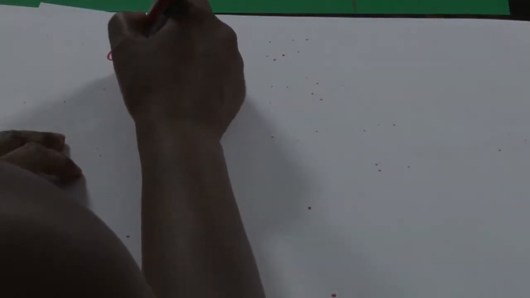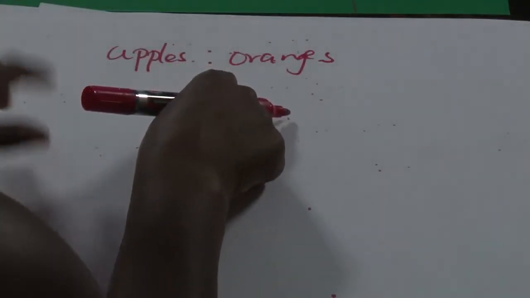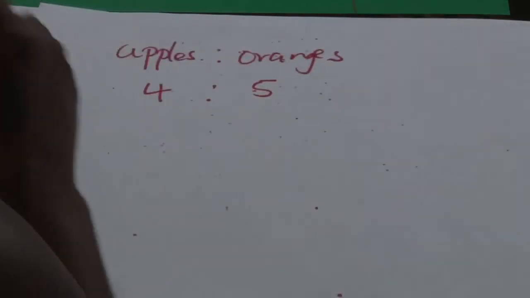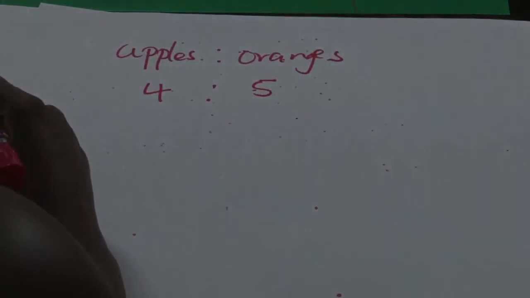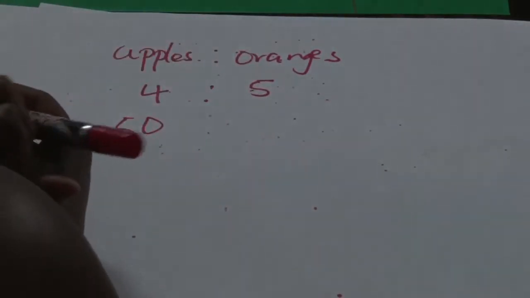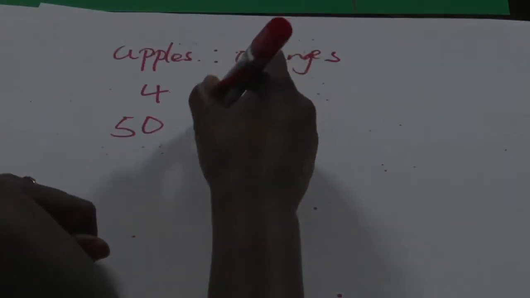So we're having apples to oranges. Now you are given that the ratio is 4 to 5. 4 in that ratio is for the first quantity mentioned in the statement. So 4 is for the apples and 5 is for the oranges. Now you are given that there are 50 apples. This side I'm having apples. I have to put 50 under apples because it represents apples. So how many oranges are there?